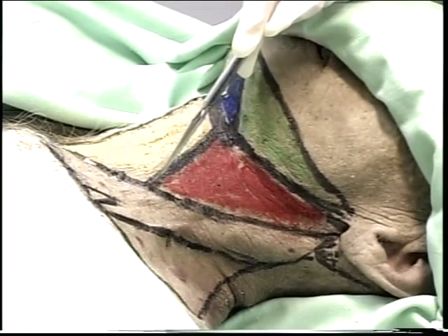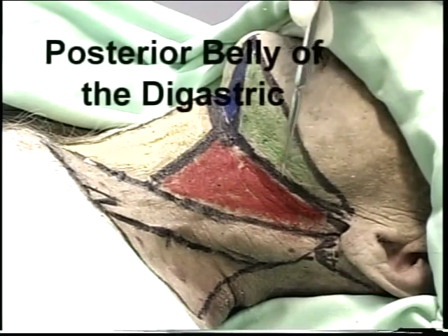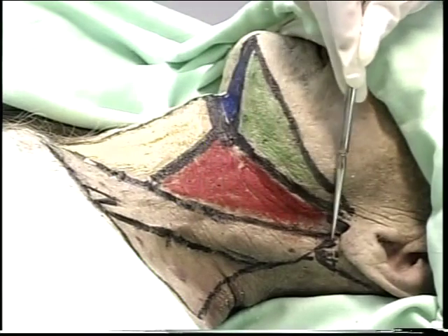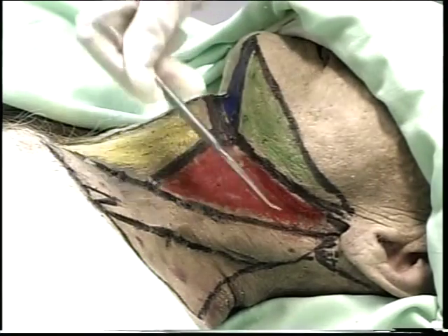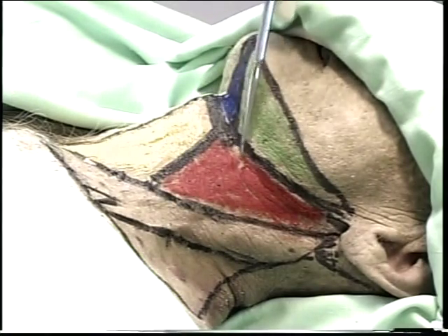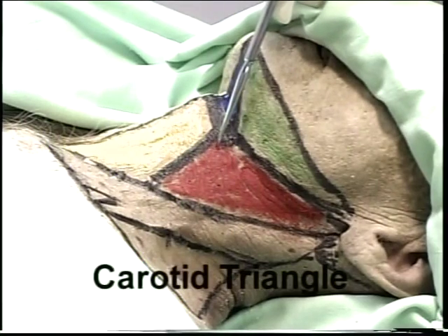The area between the superior belly of the omohyoid, posterior belly of the digastric, and the sternocleidomastoid, this triangle, with the base of the triangle and the apex of the triangle. This red area represents the carotid triangle and the most important region on the neck.